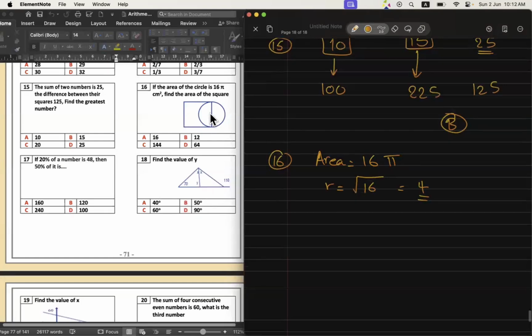As you know, the diameter equals 2 radii, so the side length of the square is 8. So the area is side times side. It will be 8 times 8, which equals 64. So the answer is D.